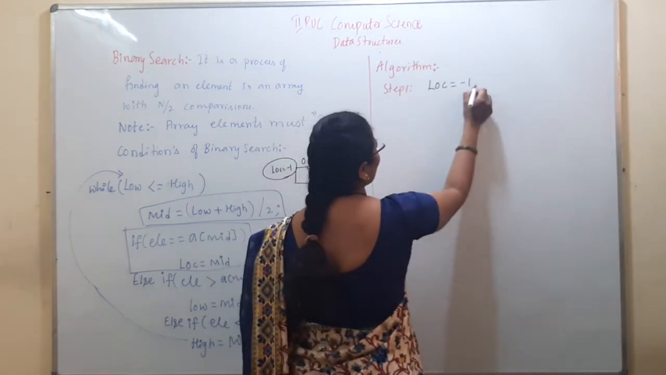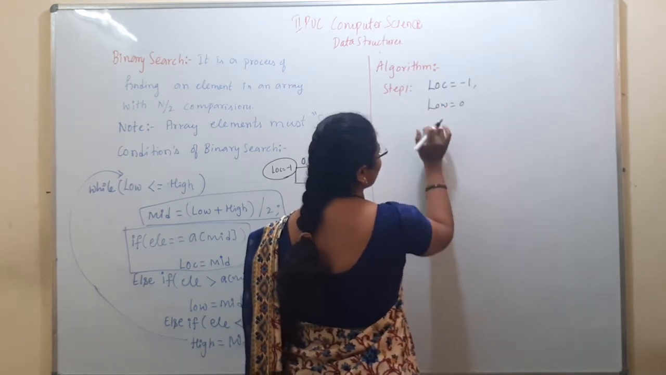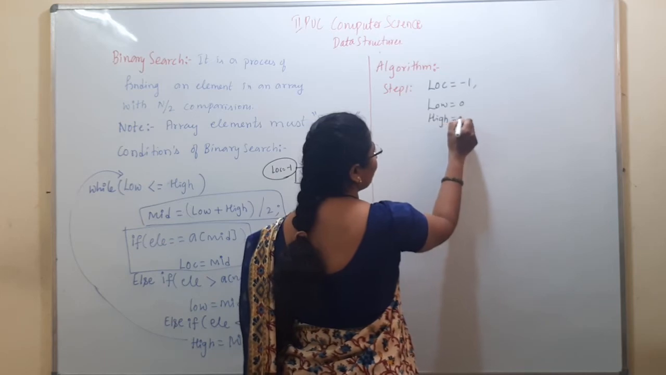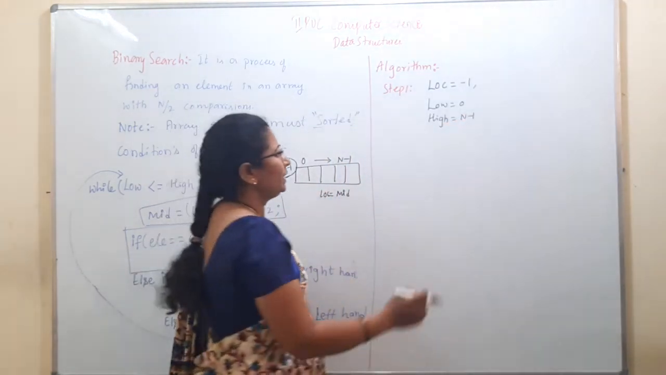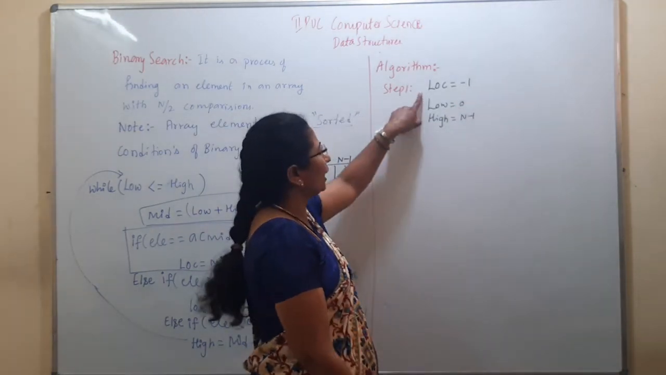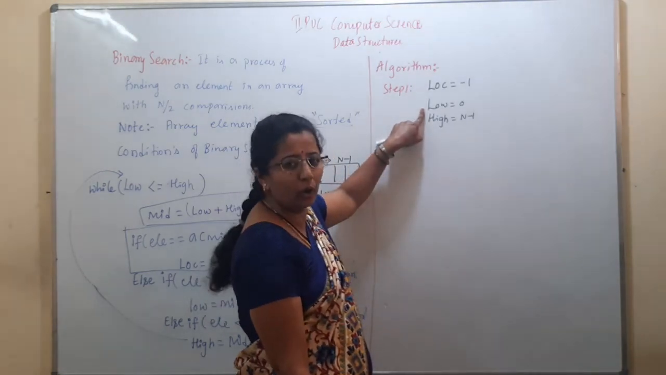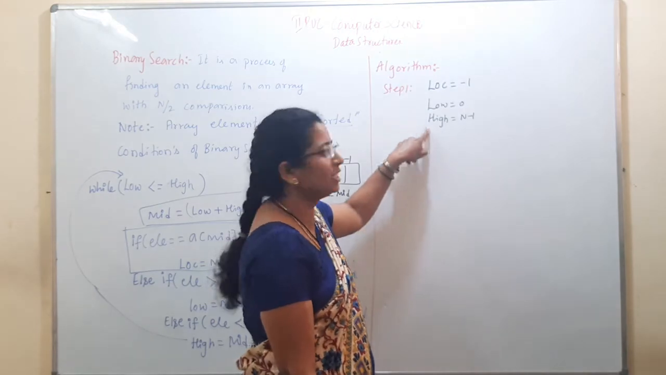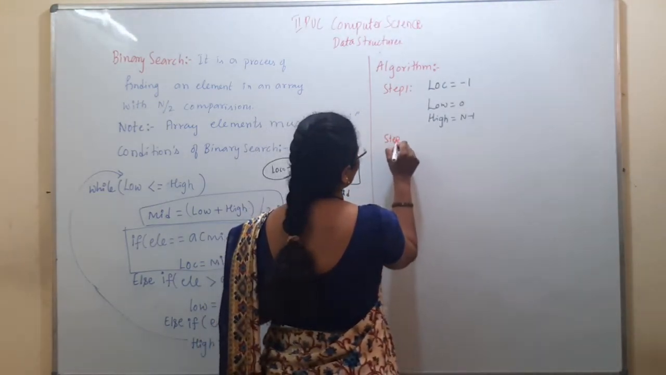First, your low pointer should be initialized to 0. So, low has to be 0. And your high pointer, called upper bound, has to be initialized to n minus 1. These 3 initializations are compulsory. What are they? Location pointer is minus 1, low called lower bound is 0, high called upper bound is n minus 1. Then we move to step number 2.